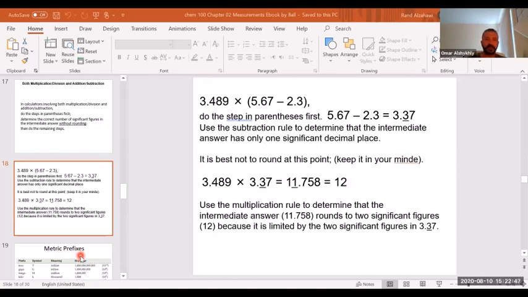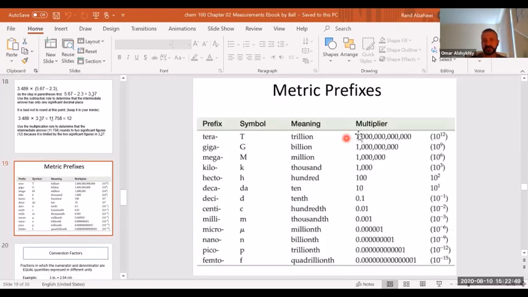Okay, in the metric system, we have some prefixes. Try to be familiar with these from now, okay? We have some positive exponents, multiplied by positive exponent numbers or multiplied by negative exponent numbers. So be familiar with these prefixes because we will start to use them a lot in our class.